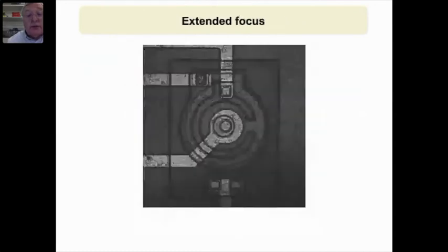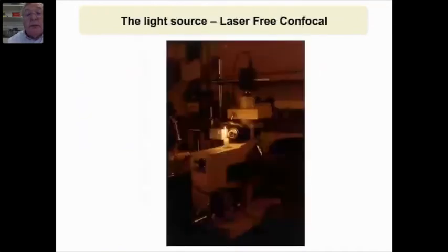They're optically sectioned, and you can add them all up to get an extended focus image. And as Pip was indicating earlier, these were taken with a light, with a candle, if you like, the ultimate laser-free confocal.